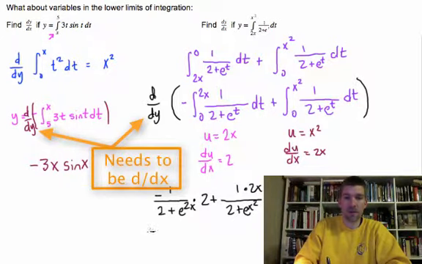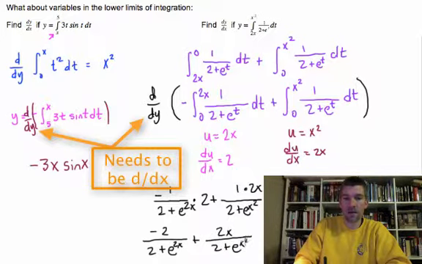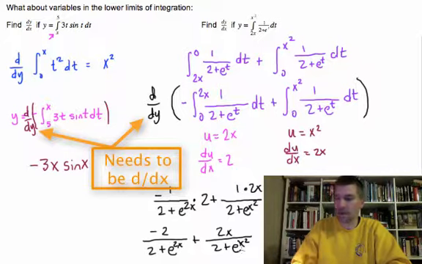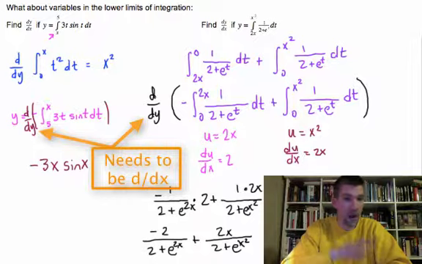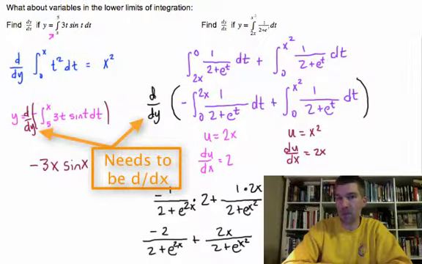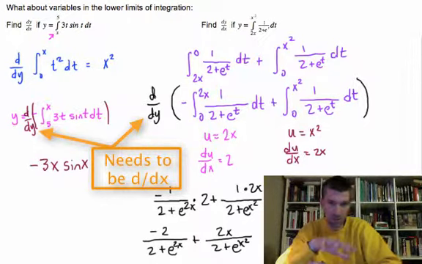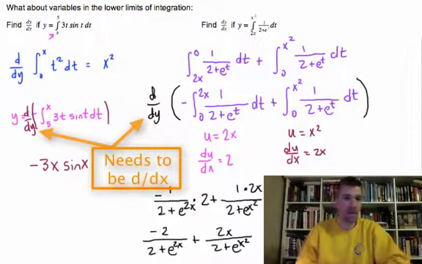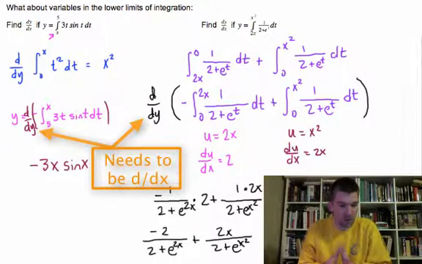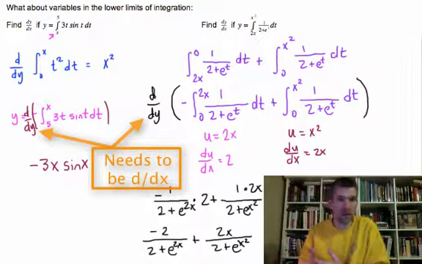Here's your answer: negative 2 over 2 plus e to the 2x, plus 2x over 2 plus e to the x squared. These could be in either order as long as the signs are the same. And that's it. Now this looks really wacky, but it's not a big deal. Just be patient, watch this video, watch the one right in front, and you'll see that there are some really simple steps that we do to work through this complicated problem.